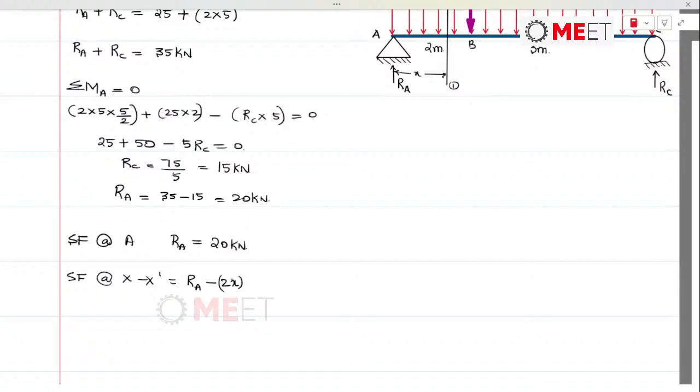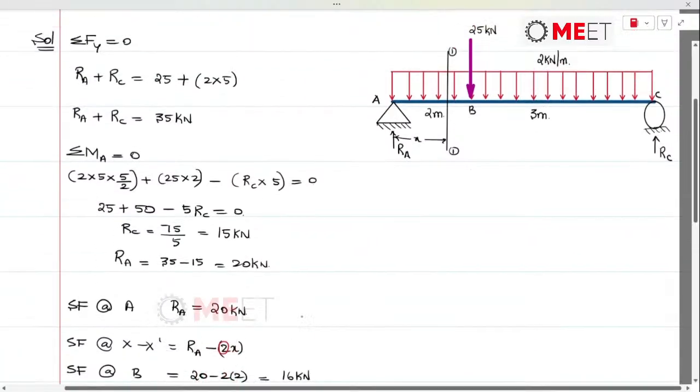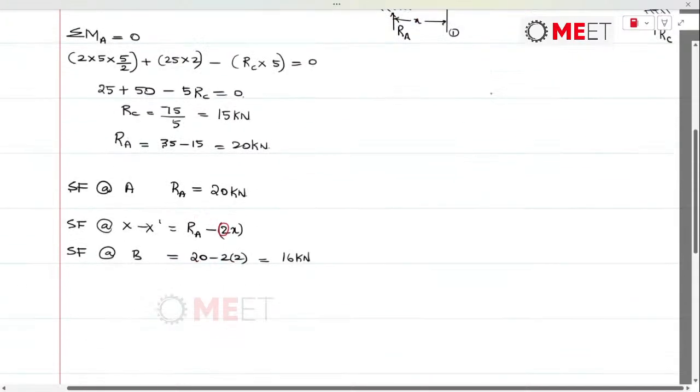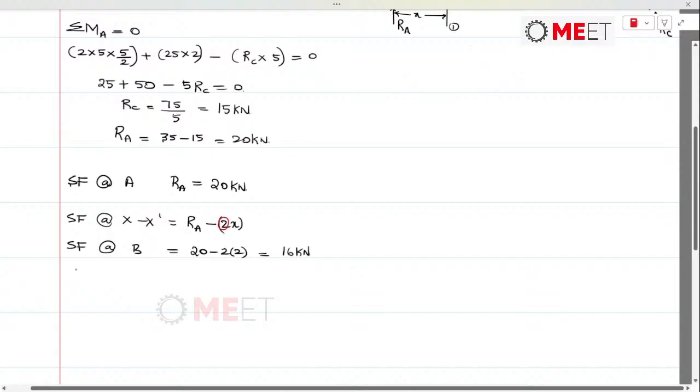So here we find adjacent to x there is a negative sign, minus 2, which means the shear force is going to decrease. So shear force at point B, that is RA, 20 minus 2 into 2, that is 20 minus 4, which is 16 kilonewtons. And at point B, there is an additional point load of 25 kilonewtons. So that is going to produce a sudden drop.